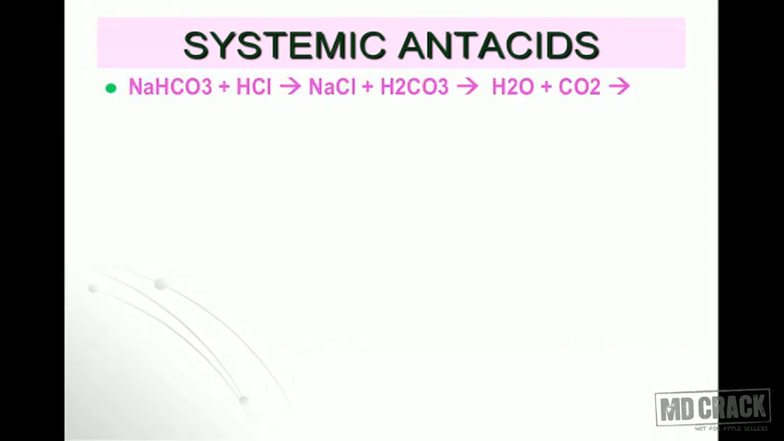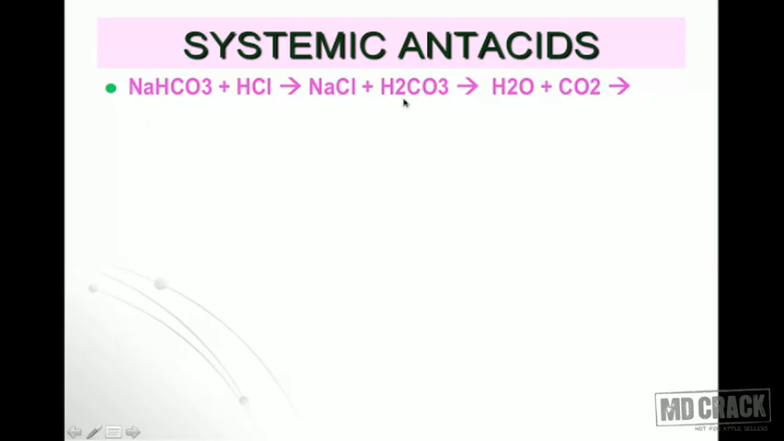Next we discuss the systemic antacids. And the systemic antacid is sodium bicarbonate, NaHCO3. And have a look at the slide for the reaction. NaHCO3 plus HCl is going to form NaCl, that's sodium chloride, and is going to remain with H2CO3, that's carbonic acid. This H2CO3 will further get broken down into water, that's H2O plus CO2, carbon dioxide will be produced. So this is sodium bicarbonate.